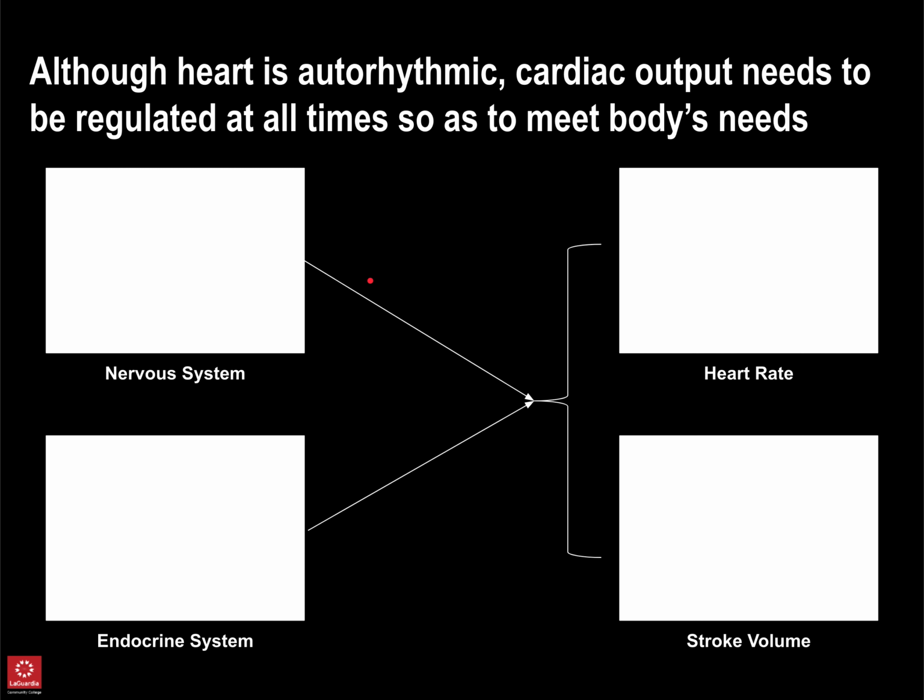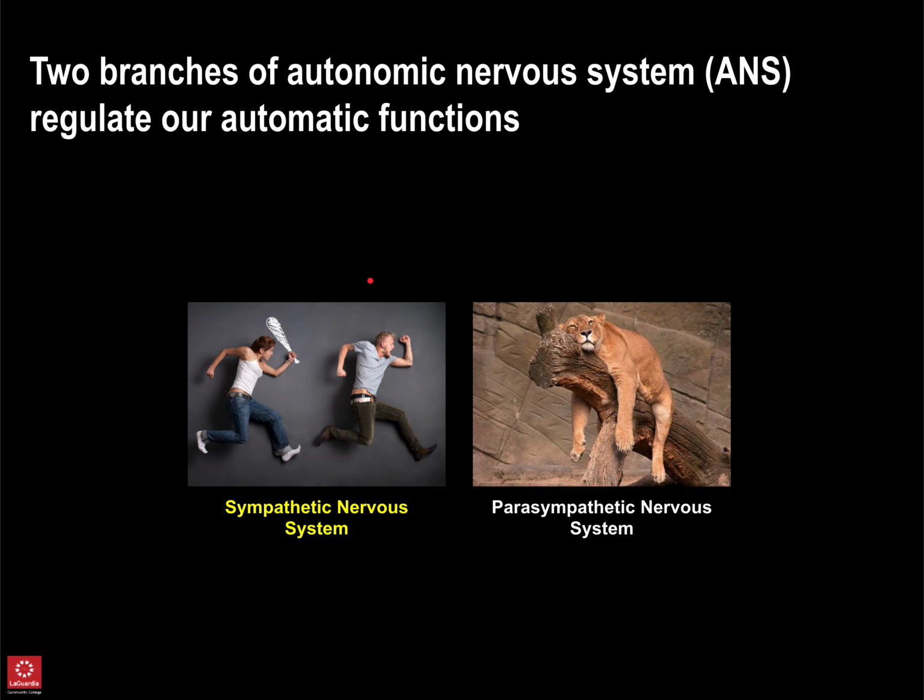So although the heart is autorhythmic, the cardiac output needs to be regulated at all times so as to meet the body's needs. So we have a nervous system and endocrine system coming together to influence heart rate and stroke volume. And so we have two branches of the autonomic nervous system to regulate our autonomic functions. So we have the sympathetic nervous system and a parasympathetic nervous system.